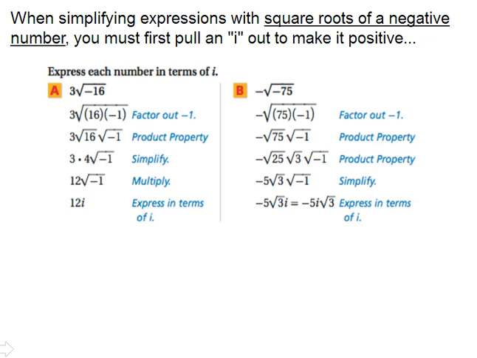A couple of examples here. 3 times the square root of -16. We're going to take an i out of here, and that's going to change that to a +16 inside there. Square root of 16 is 4. It's a nice integer number, and then 3 times 4 will give us 12, and then that square root of -1 turns into an i.